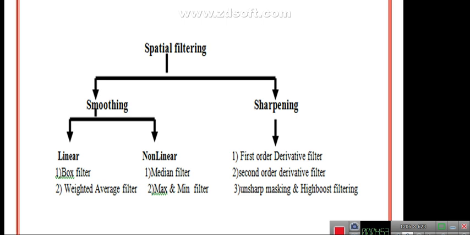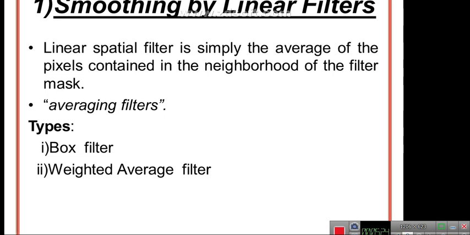Smoothing techniques are classified into linear and non-linear. On the linear side, we are using two different filters: one is the box filter and another one is the weighted average filter. Non-linear techniques are the median filter, and max and min filters. Then sharpening. How to sharpen an image under spatial filtering? First order derivative filter, second order derivative filter, unsharp masking and high boost filtering are used for the sharpening process.